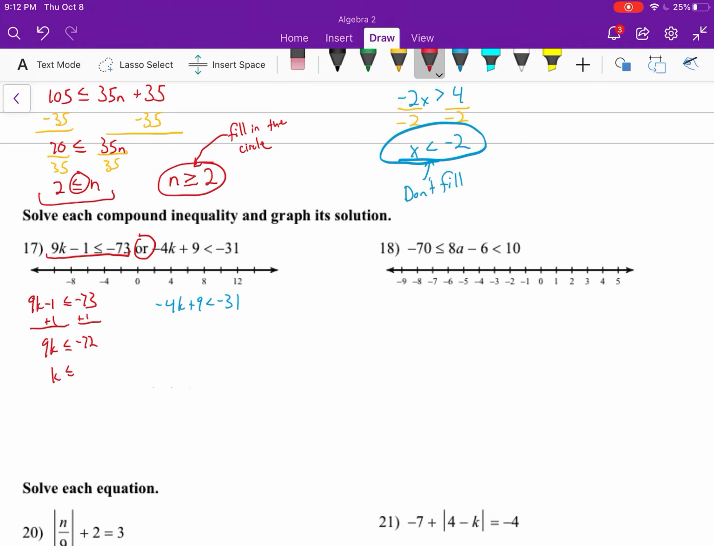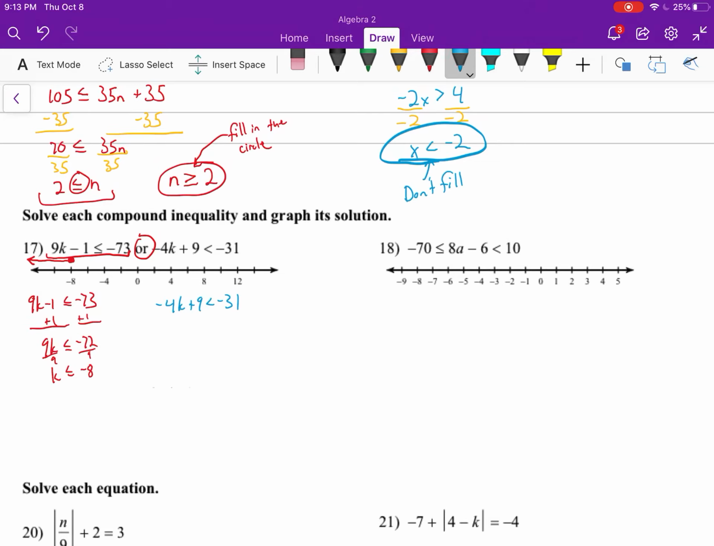Negative 72 divided by 9, so we're dividing both sides by 9, is negative 8. So let's squeeze that on here. K is less than or equal to negative 8. And once again, I'm going to put that above the graph. Less than or equal to is that way. We should fill in the circle.